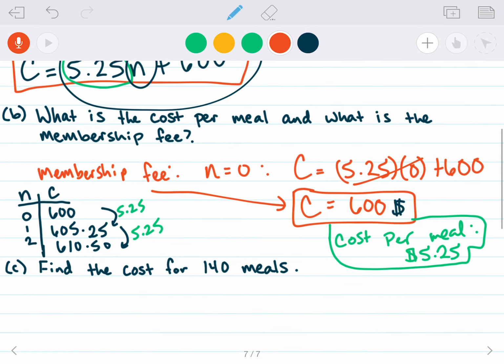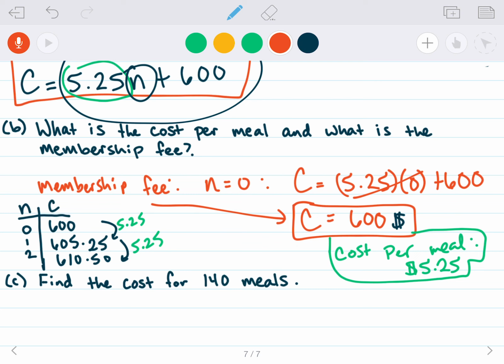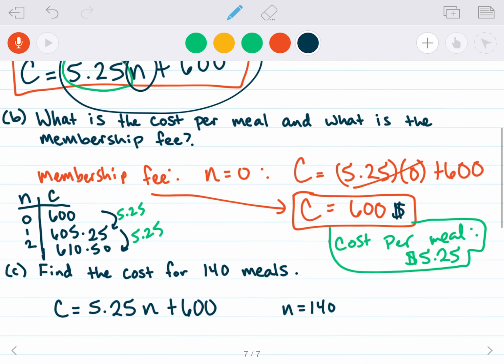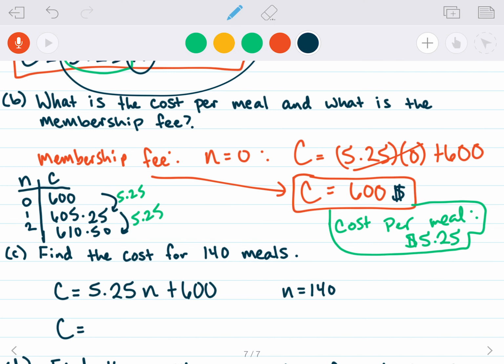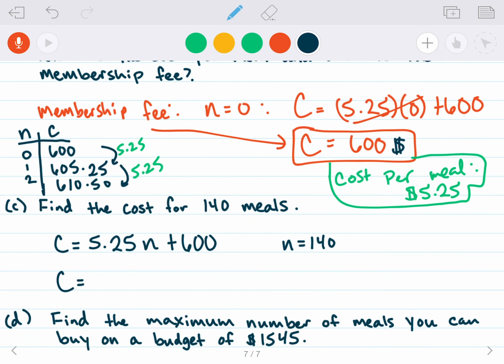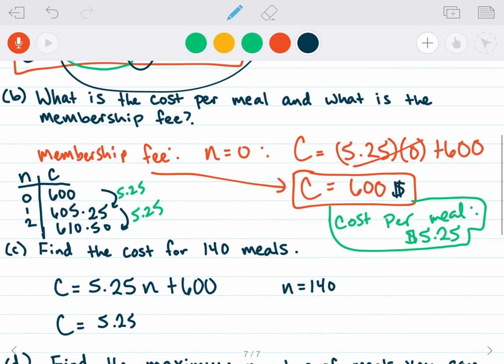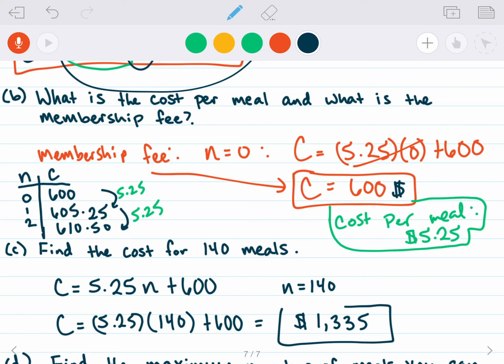And part C says find the cost for 140 meals. So assuming that we're paying the membership fee, how much is it going to cost me if I want to get 140 meals? Well, we're just going to use our formula here. So our formula says the cost of my meal plan is going to be 5.25 times n, the number of meals, plus 600. So n in this case is 140. That's the number of meals that I'm wanting to purchase. So my meal plan is going to be 5.25 times 140, just subbing 140 in for n, plus 600. And let me go ahead and compute this and see what we get. Okay, so I'm getting that the meal plan is going to be $1,335. And that is our answer for part C.